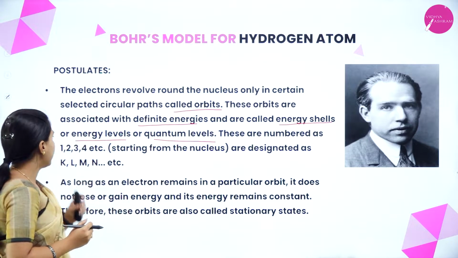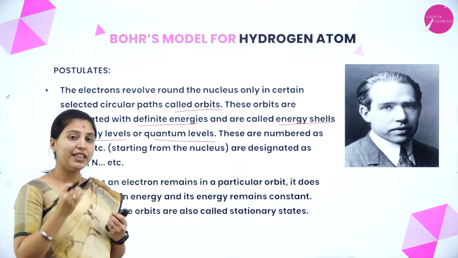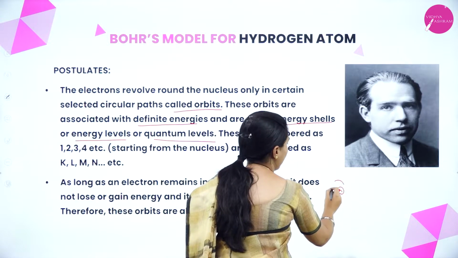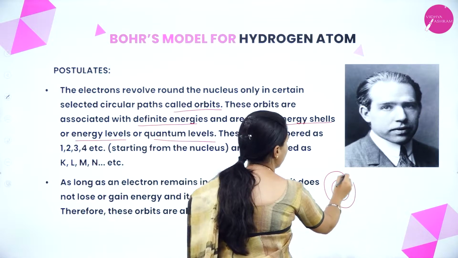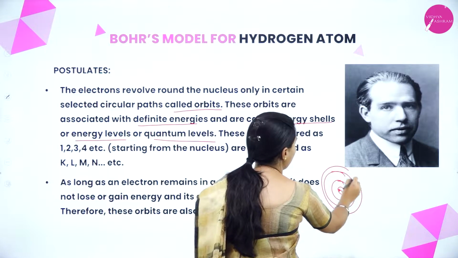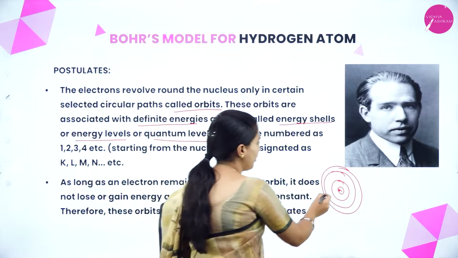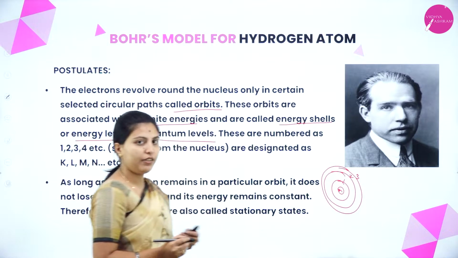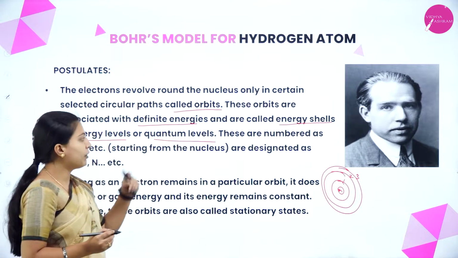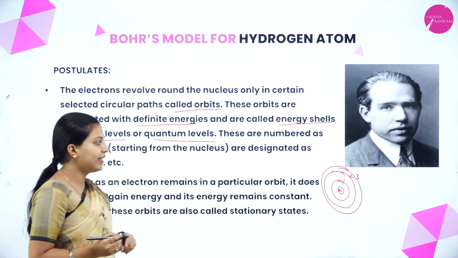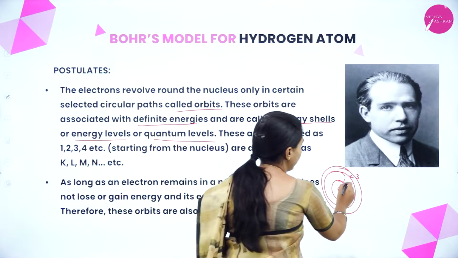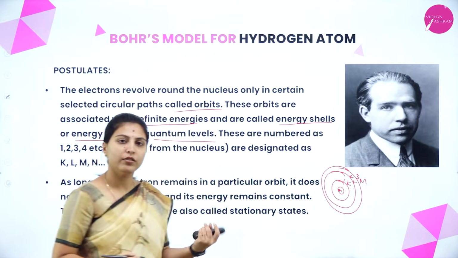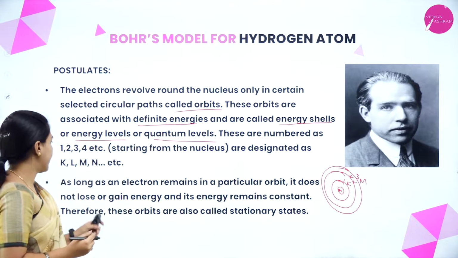These are numbered as 1, 2, 3, 4, etc., from the nucleus. This is the nucleus part, and we have to number from the nucleus. This is 1, this is 2, this is 3. Like that we number, starting from the nucleus, and they are designated as K, L, M, N, and we can go further also.